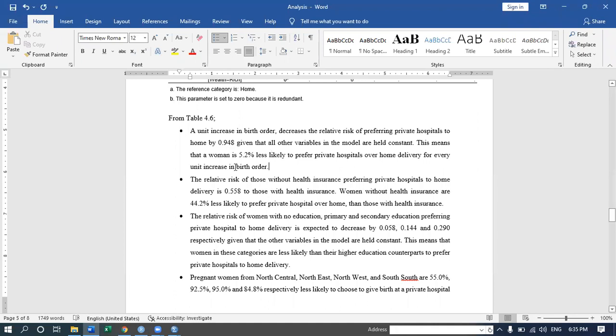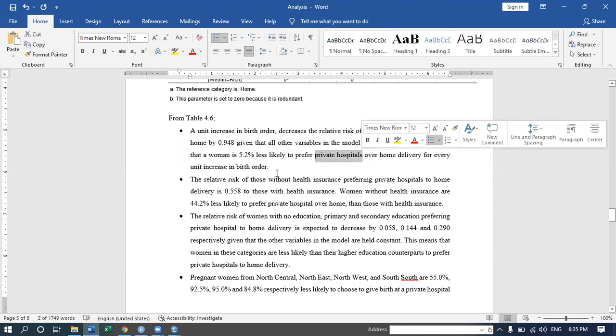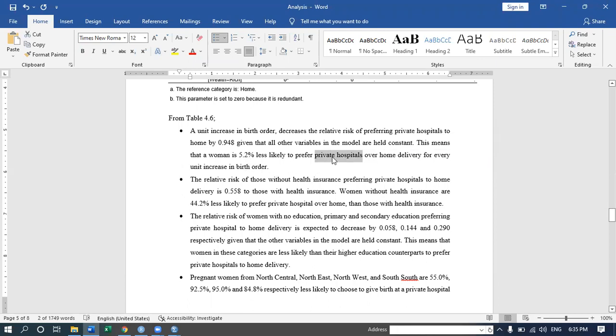What is birth order? Birth order means, is it your first child you are giving birth to? Is it your second child? Is it your third child? So a unit increase means once a woman gives birth the first time, if she wants to give birth the second time, the possibility of her going to a private hospital over home will reduce. Maybe at her first birth, she will likely go to a private hospital. But as the birth order increases, with her second child, she may still go to a private hospital, but maybe she may be tempted to deliver at home. When the birth order increases again, the likelihood of her going to private hospital will still decrease. Then you discover that maybe with her last child, she will not deliver at a hospital.